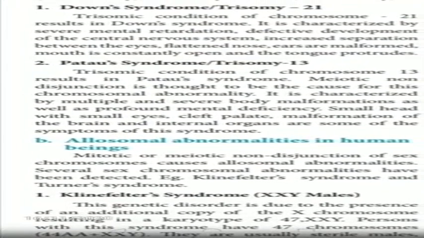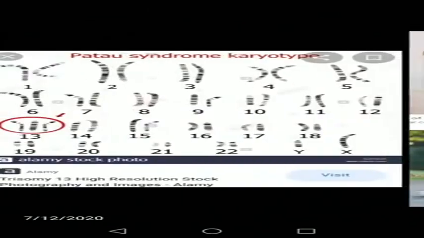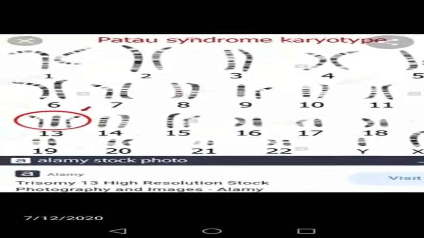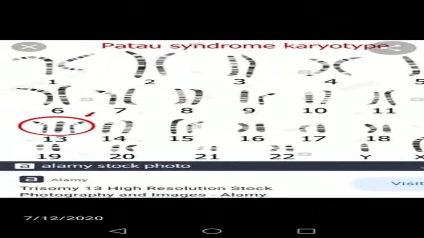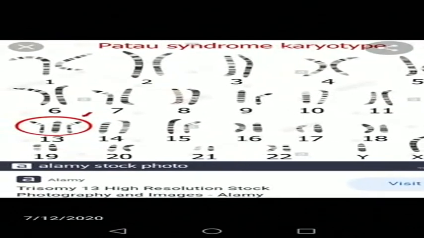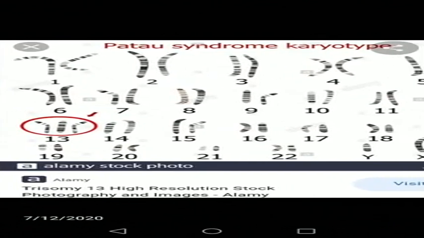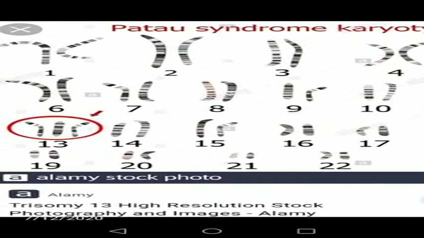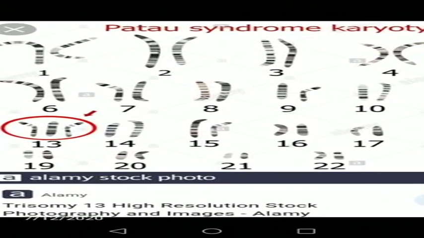The next one is Patau syndrome. I'll show you the image. These are the photos of Down syndrome I've already shown you. Here is Patau syndrome. Can you see chromosome 13? Patau syndrome is the trisomic condition of chromosome 13, that is why it is called trisomy 13. Tri means three. For chromosome 13, instead of one pair, one chromosome is extra. That is trisomy of chromosome 13, and that results in Patau syndrome.